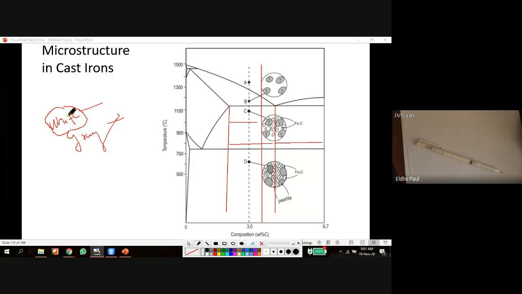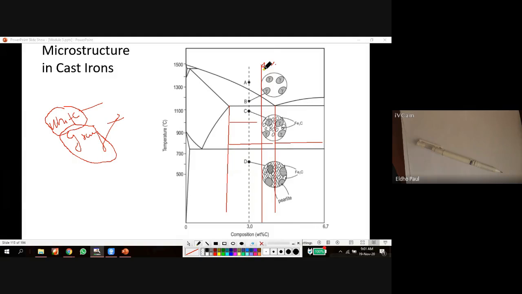Okay, in white cast iron. And in case of gray cast iron, the carbon percentage is higher than that of white cast iron. It is almost here at the 4%. If we give 4% of carbon, the carbon percentage is very high.